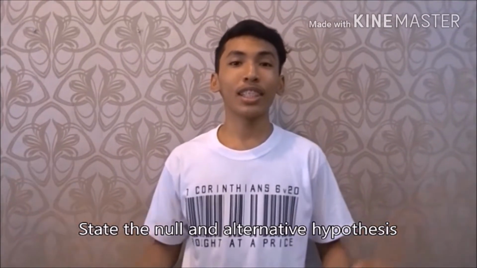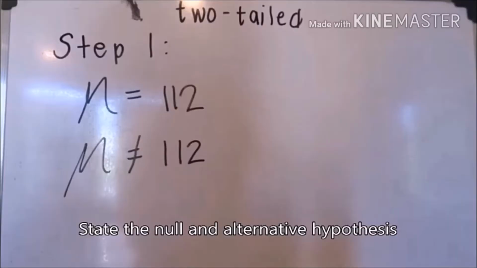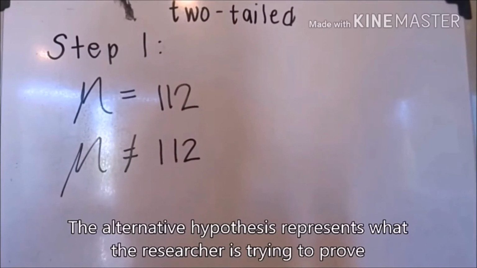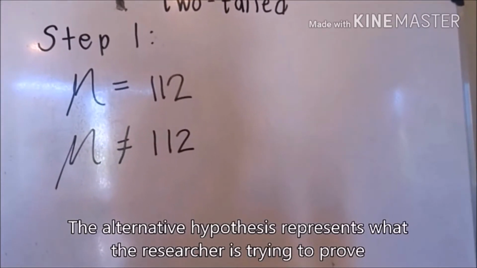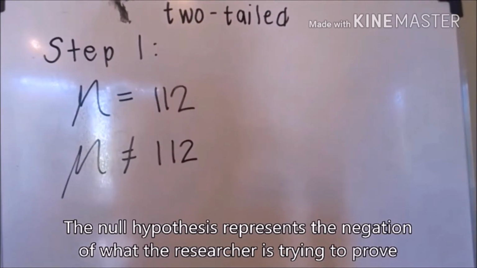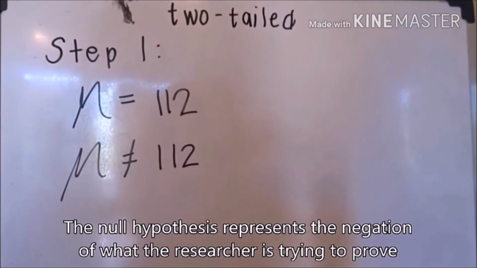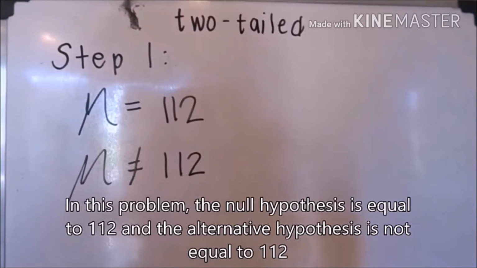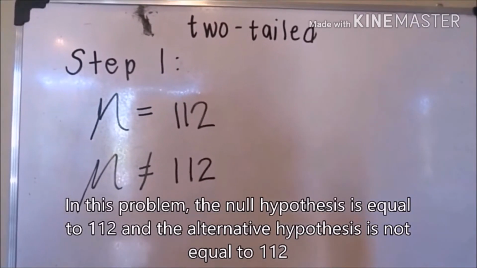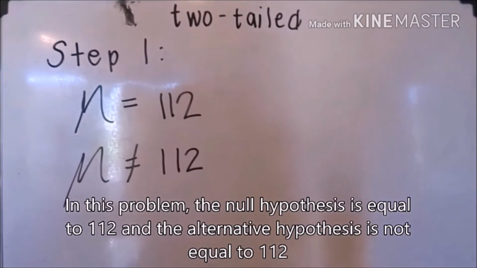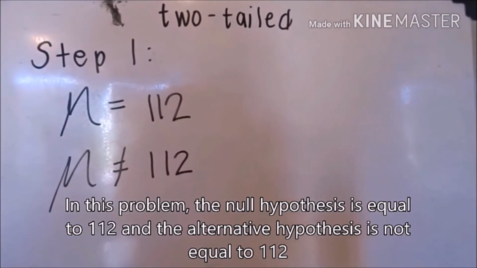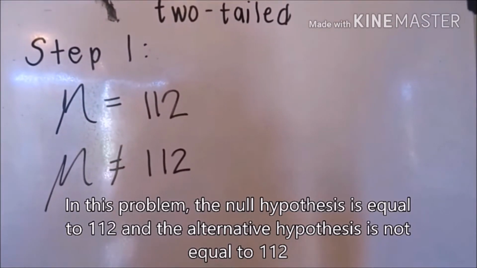Step 1. State the null and alternative hypothesis. The alternative hypothesis represents what the researcher is trying to prove. The null hypothesis represents the negation of what the researcher is trying to prove. In this problem, the null hypothesis is mu equal to 112, whereas the alternative hypothesis is mu not equal to 112.